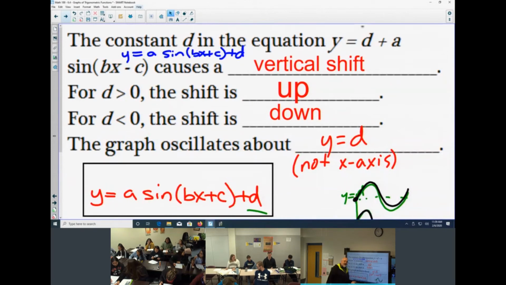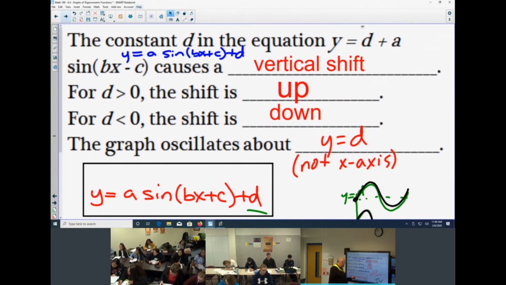All right, so then the last shift is the vertical shift. And just like with polynomials, the vertical shift is the easiest one of all. So that's the D. So when you have a D at the end, or I don't know why, some problems in your book, they put the D in front, and that's really annoying to me. But the D causes a vertical shift. If D is greater than 0, so if it's positive, the shift is up. If D is less than 0, if it's negative, the shift is down. And so then the graph oscillates about the line y equals D.